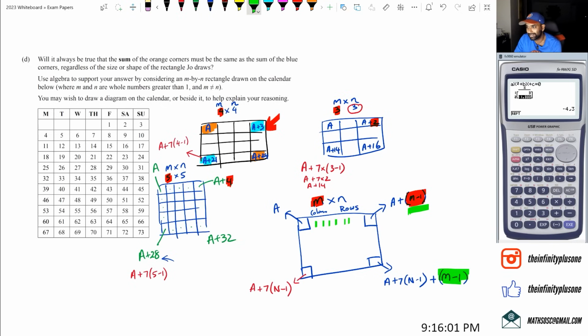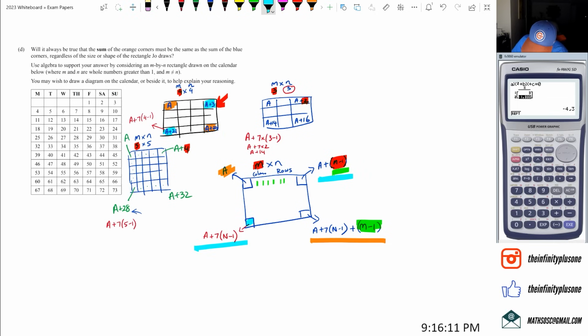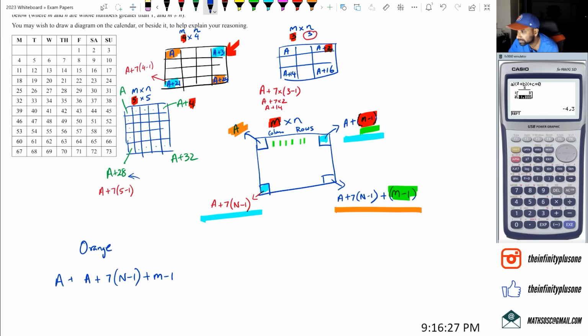The next part of the question is just a simple expanding and showing that they're both equal to each other. Because have a look at this. There's my 2 orange things. That's my 2 blue squares. So if I was to combine them, for orange, I've got A plus 7 times n minus 1, plus m minus 1. I really hope that I actually pulled it off correctly.